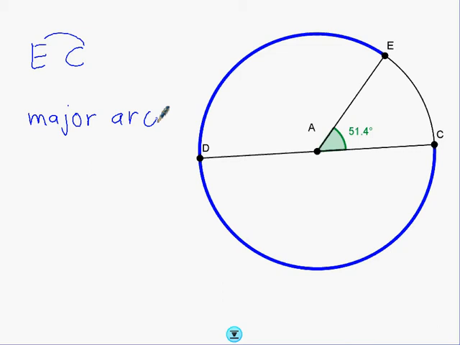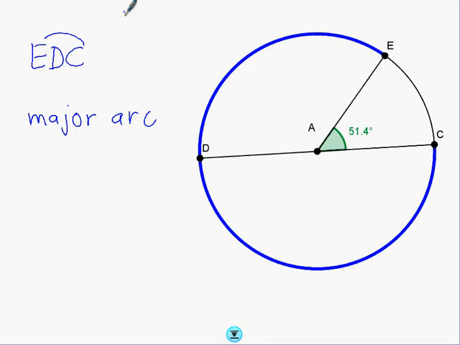Whenever you're referring to a major arc, you have to use 3 letters to indicate that you're talking about a major arc. The middle letter needs to be any point on the arc between the endpoints. In this case, the only choice we have is D. So minor arcs only use 2 letters. Major arcs require a middle name, if you will, a middle point.